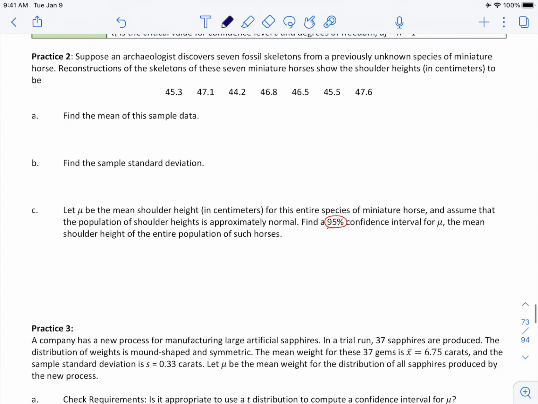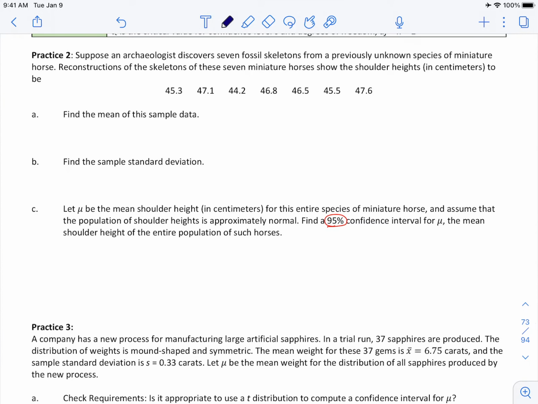Okay, suppose an archaeologist discovers 7 fossil skeletons from a previously unknown species of miniature horse. Reconstructions of the skeletons of these 7 miniature horses show the shoulder heights in centimeters to be, and then we have our list here. So I want you to do A and B and find the mean and sample standard deviation.